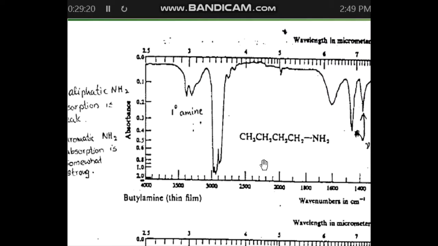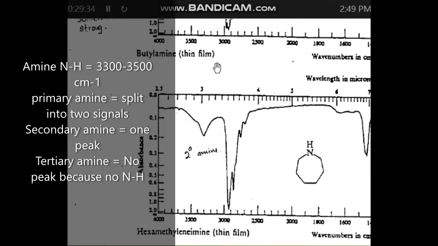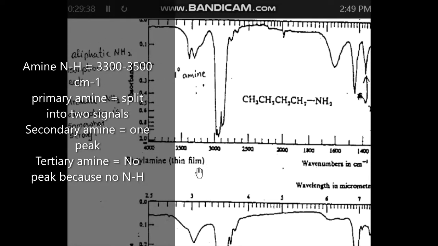So for primary amines, we see a peak at 3400, but for primary amines we see the peak split into two, while for secondary amines we don't see any split. If you see a peak at 3400 and the peak is split into two, it means you have a primary amine functional group.